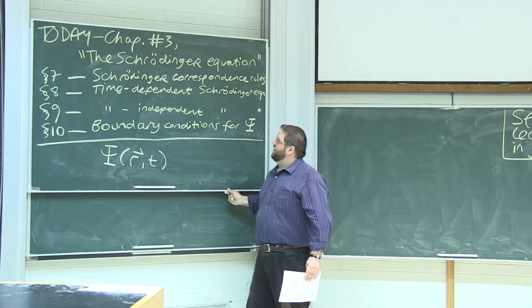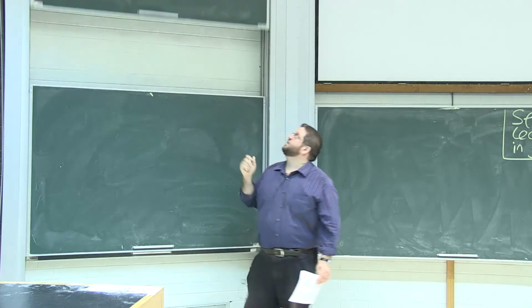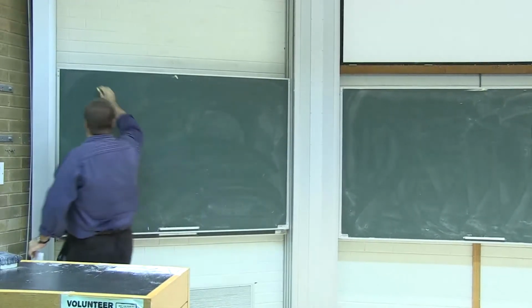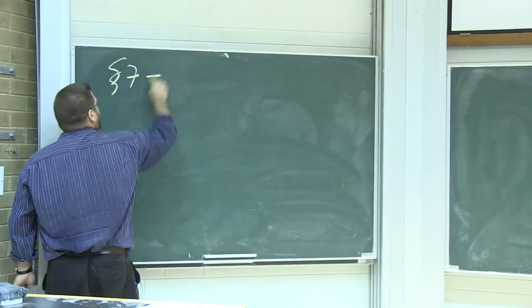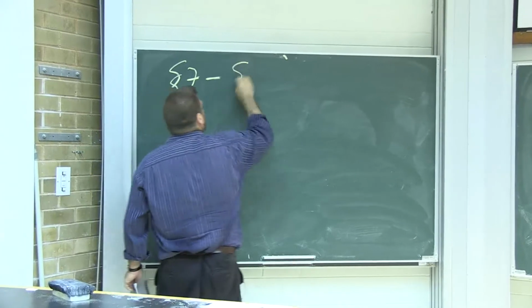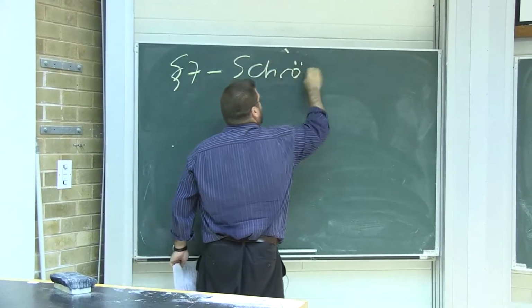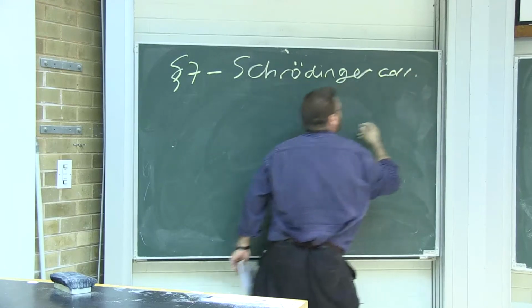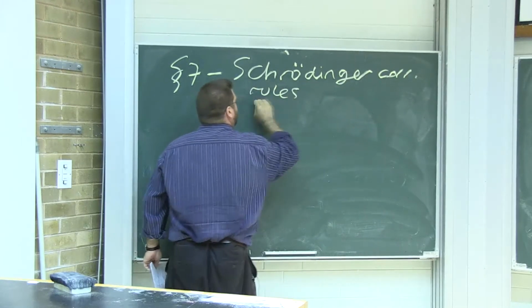So let's jump into the Schrodinger correspondence rules. These rules will help us motivate the Schrodinger equation. Again, we don't derive the Schrodinger equation, we motivate it. So let's talk about the Schrodinger correspondence rules.